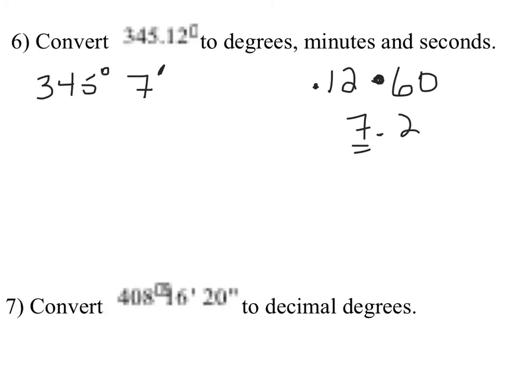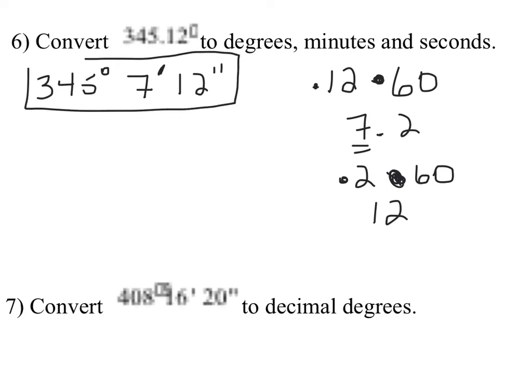Then I'm going to take my 0.2 that's left over from my minutes, and I'm going to multiply that times 60 again, because there's 60 seconds in a minute. So 0.2 times 60 gives me, I'm sorry, gives me 12. So I have 12 seconds. So my answer is 345 degrees, 7 minutes, and 12 seconds.